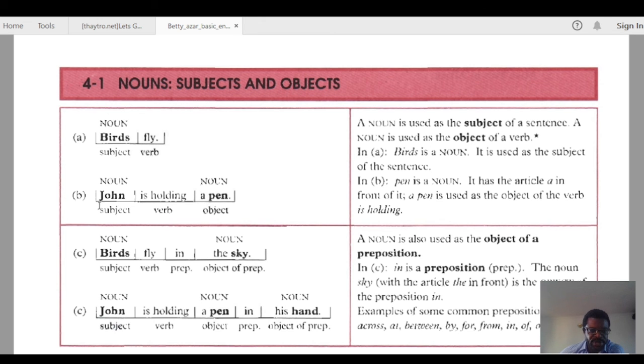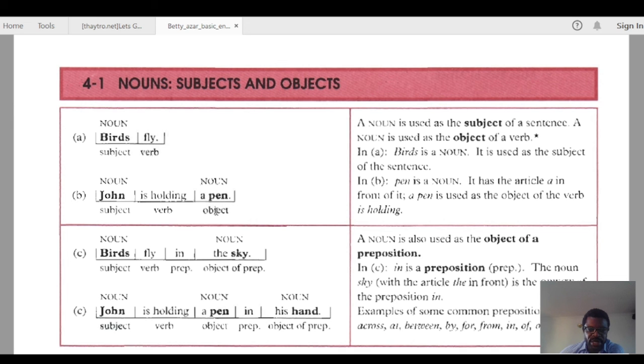The B section says John is holding a pen. So here you've got John, which is the subject. This is the verb be, or auxiliary verb. This is holding, which is in the ing form, to hold. Then a pen. So this is what they call the object, a pen.